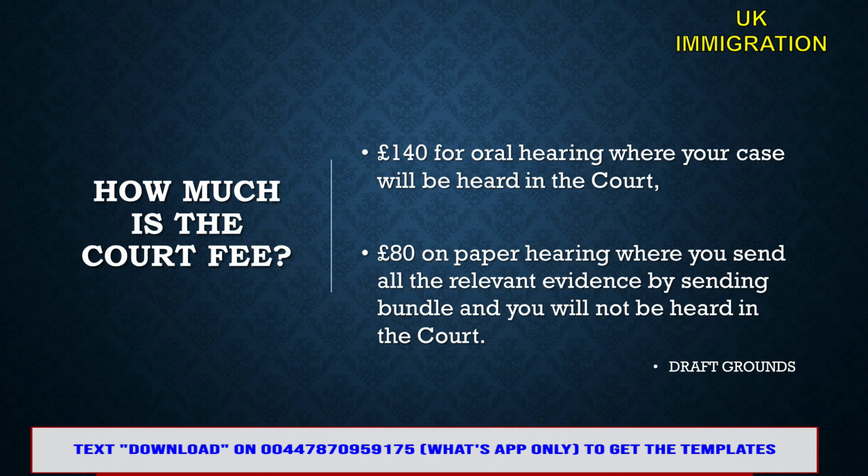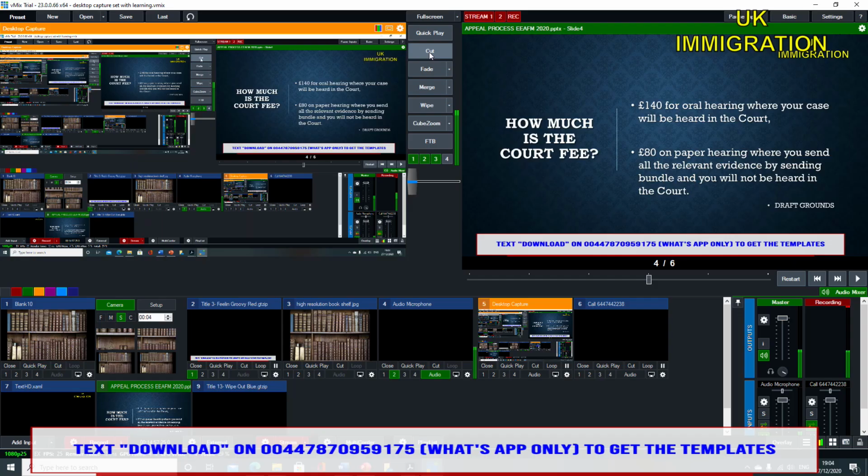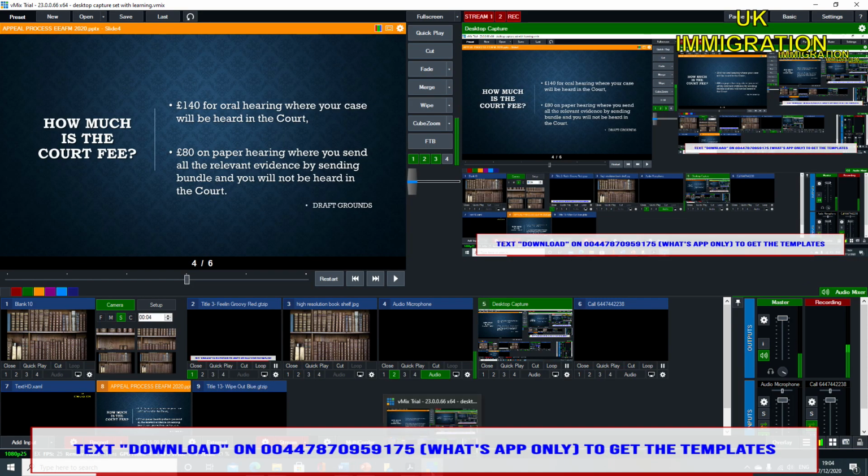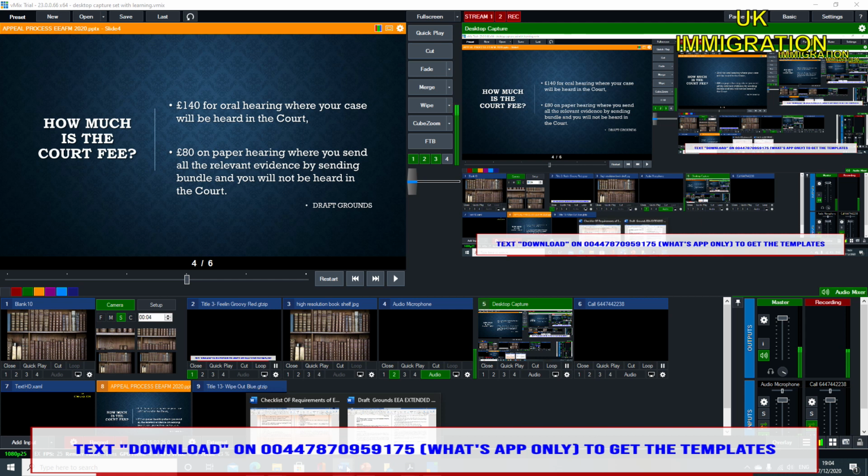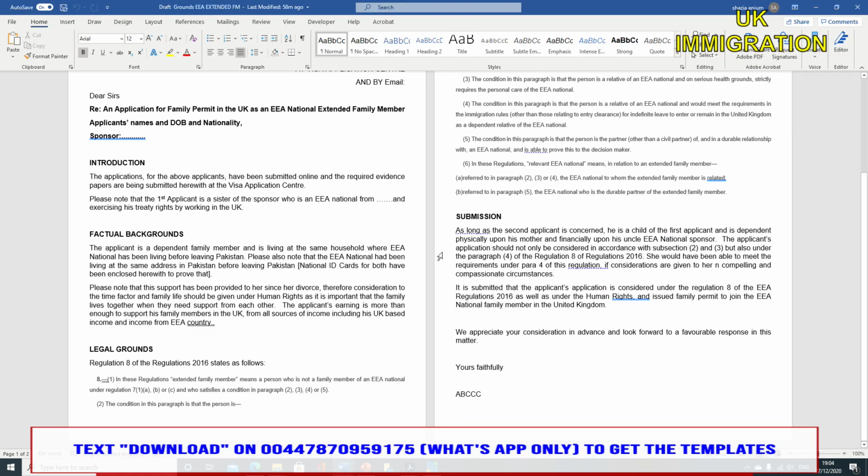Okay, and when you go on to the next section, the first section in your grounds, you are going to mention your introduction. As I said before, you need to give a little bit of your introduction. What are the regulations, how you are applying, who you are applying for. And in the second paragraph, you are going to mention the factual background.